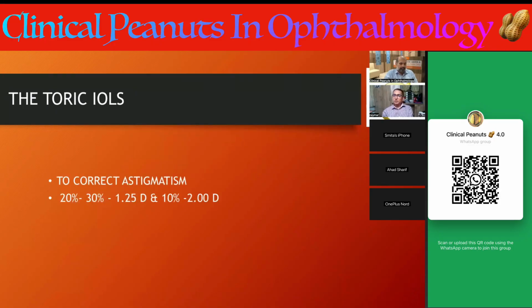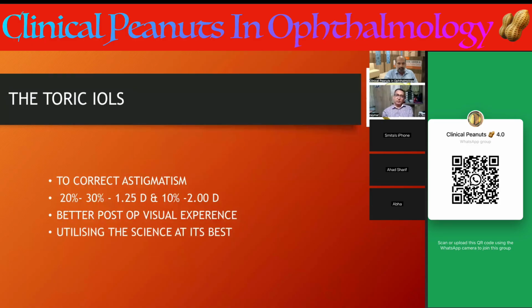A significant number of the patients coming to us for cataract surgery have astigmatism of more than 1.25, and around one-tenth of the patients come with high-order astigmatism in the range of around 2 diopters. So the goal is always the same. We want to give the best visual experience to our post-op patients. We are utilizing the best of the science, whatever is available in terms of technology, in terms of surgical technologies and all. And last but not least, we all want to earn a little more money. So this is in premium.